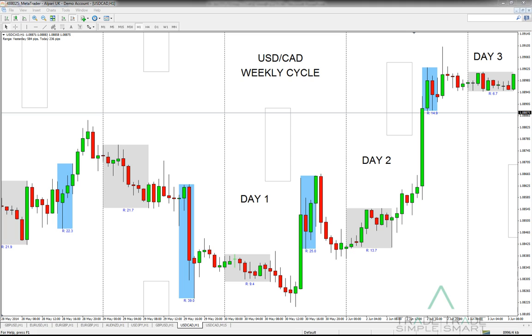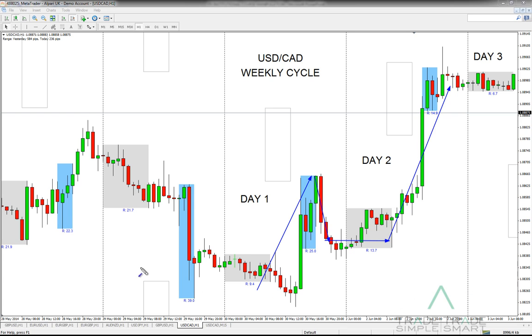So on day one, we have a clear move to the upside. We then can see the New York reversal, and then we can see a period of accumulation going into day two. So from here, we would be expecting another move to the upside on day two. And we see this move, an aggressive move up, leading into our third day.